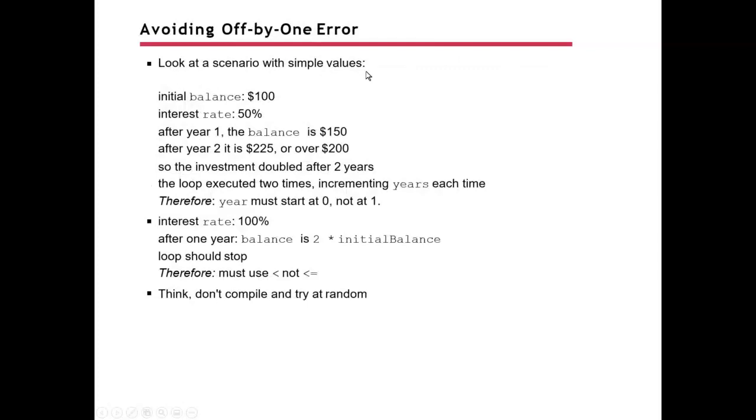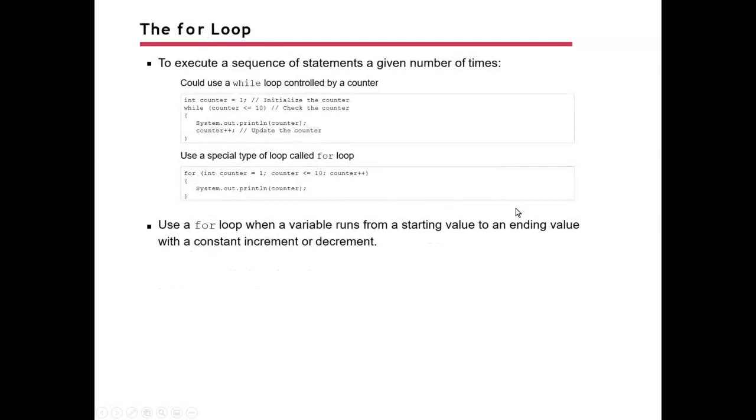So look at a scenario with simple values. Balance of 100, interest rate of 50%. After 1 year, the balance is 150. After year 2, it's 225, or over 200. So the investment doubled after 2 years. Loop executed 2 times incrementing years each time. The year must start at 0, not at 1, otherwise you'll be screwed. So use less than and not less than or equal. Don't just plug and chug numbers until it works. Actually think through and figure out the problem.